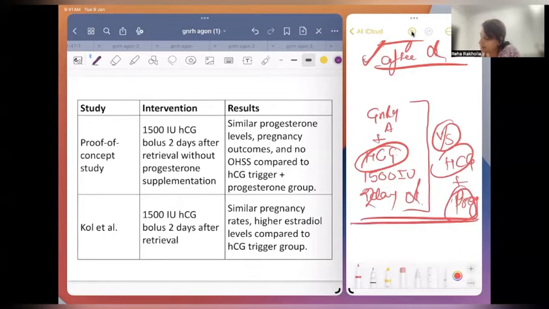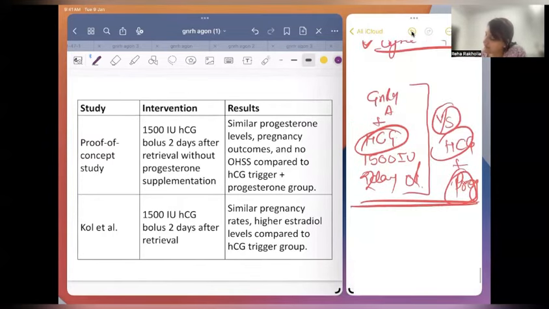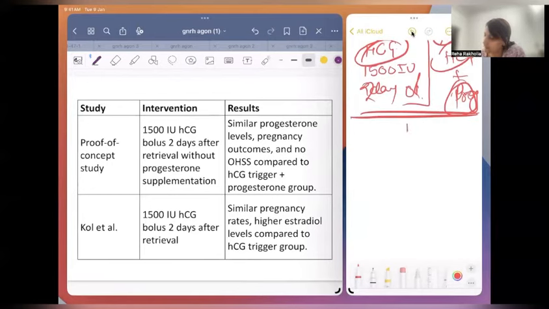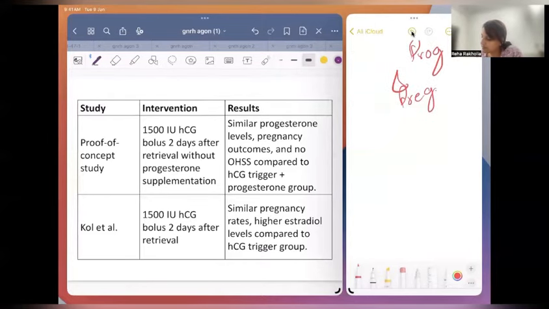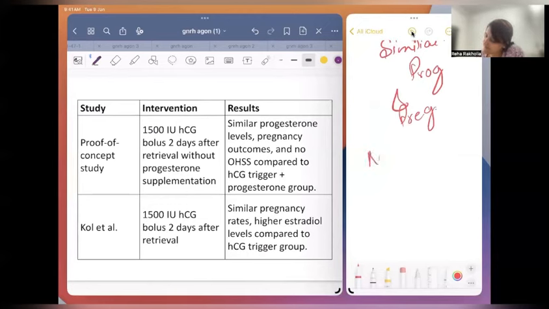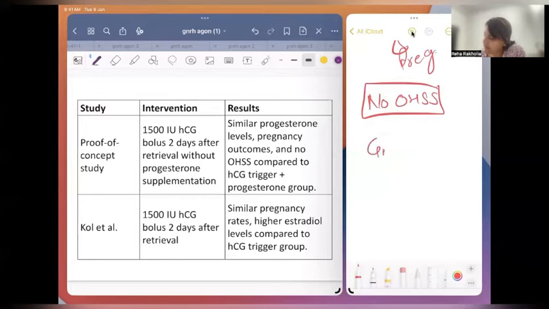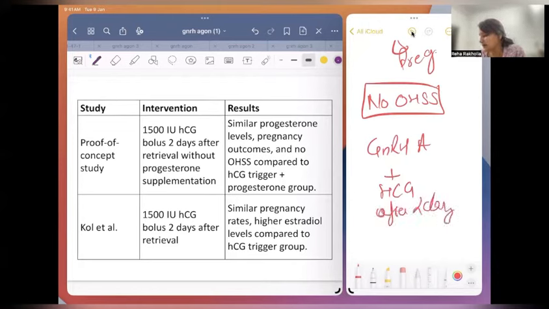So we saw that here was the GnRH agonist trigger, and here we gave the HCG trigger plus progesterone supplementation. Progesterone and pregnancy rates were similar, and there was no OHSS in the GnRH agonist plus HCG group, where HCG was given 2 days after oocyte retrieval.